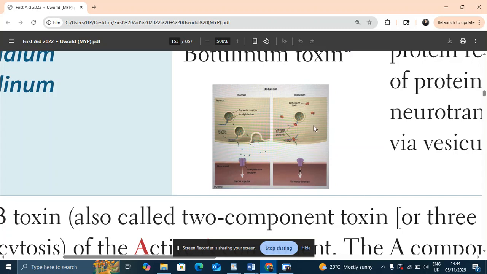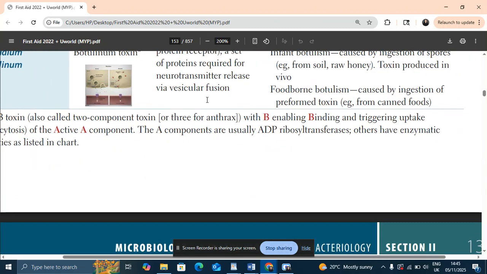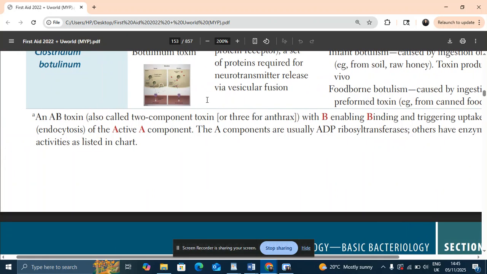What happens in botulism is that the botulinum toxin cleaves, it breaks down the SNARE protein. So SNARE protein is not present to bind that vesicle to the synaptic membrane, and hence no acetylcholine gets released into the synaptic cleft and cannot bind at the neuromuscular junction, and there is no nerve impulse, and it leads to flaccid paralysis, descending flaccid paralysis. Very high yield image.